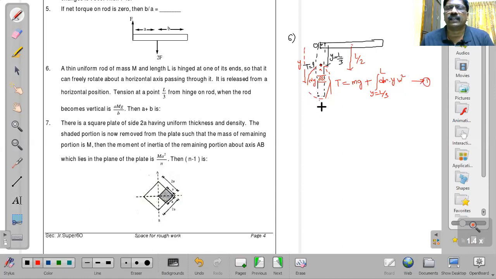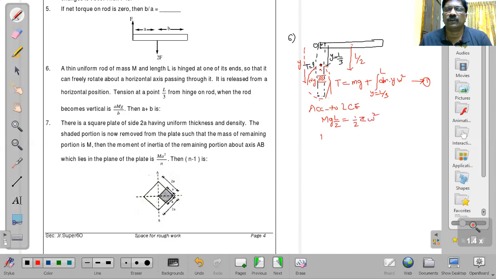What about the angular velocity? The angular velocity acquired is constant. According to the law of conservation of energy, whenever the rod comes from the horizontal position to the vertical position, the center of mass comes down through a distance equal to L by 2. So the loss of potential energy of the rod is equal to the mass of the entire rod, mg into h, where h is L by 2. That is equal to the gain in rotational kinetic energy about this end O, half I omega square.